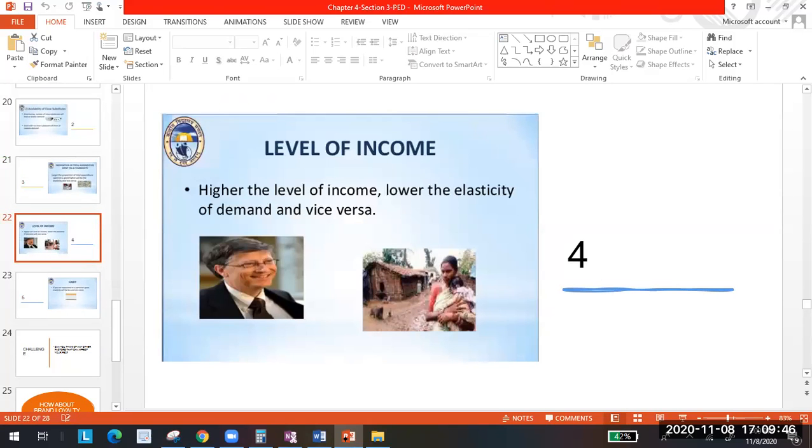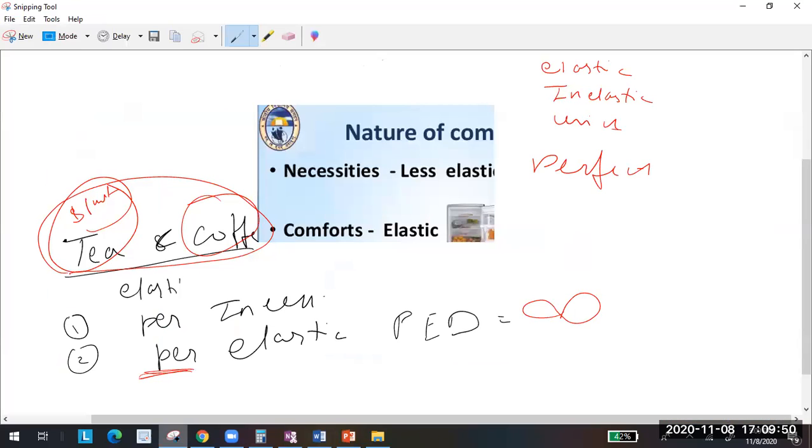Okay, I'm moving. Can you read the slide for me? Higher the level of income, lower the elasticity of demand. That means if you are having lots and lots of money, and you are in need of any food, and there is a fluctuation in price, would it really affect you? Because you can just spend the money you already have, you're not really affected by it. If you have less income, even a change in price will affect you.